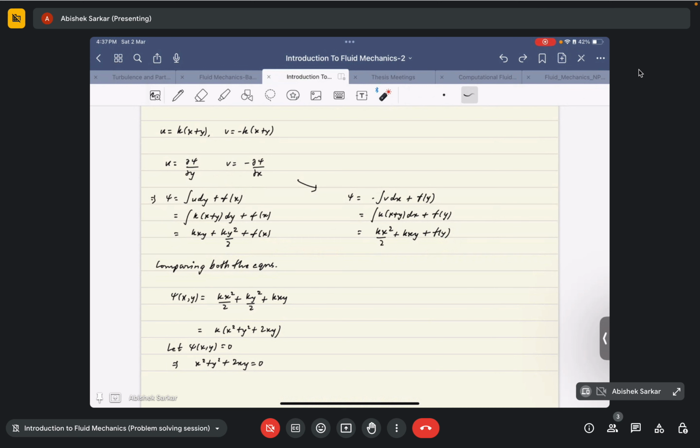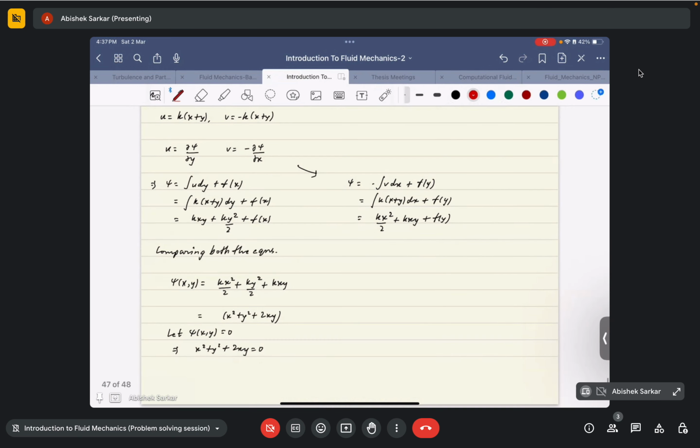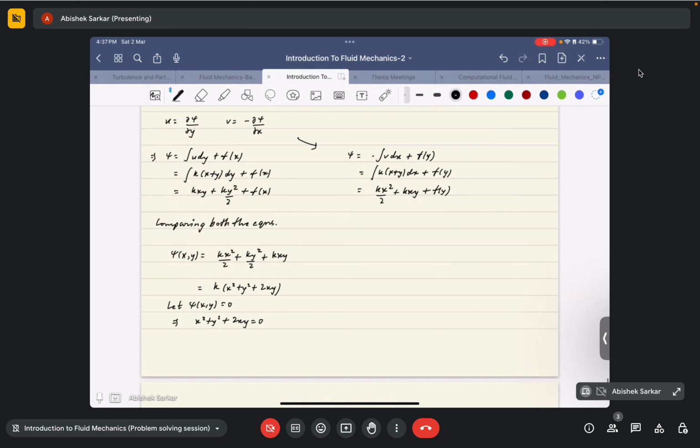So from that we get that psi xy is equal to k times x square plus y square plus, sorry, it's actually k by 2, if I'm not wrong. I'm sorry for the confusion. It would be k by 2 times x square plus y square plus 2xy. Again, if you just consider that psi xy is equal to 0, then we get that x square plus y square plus 2xy is equal to 0.